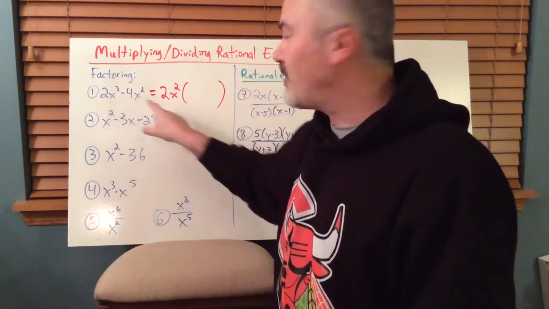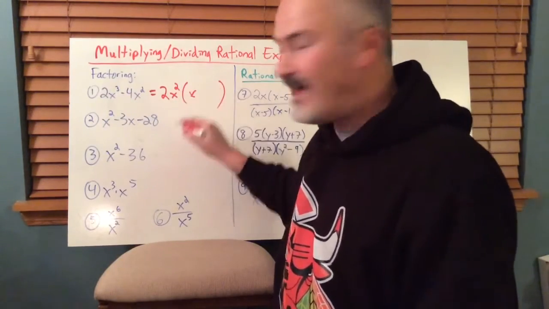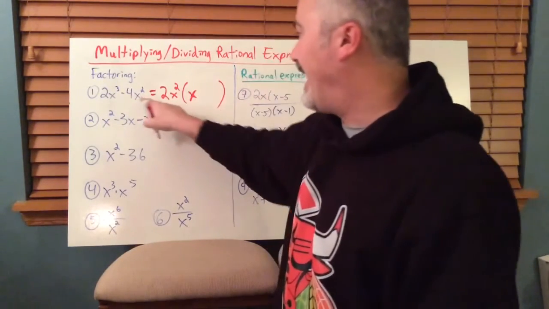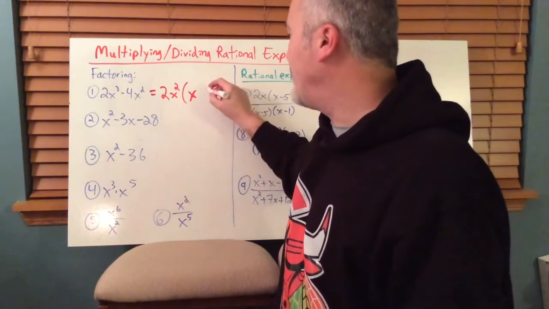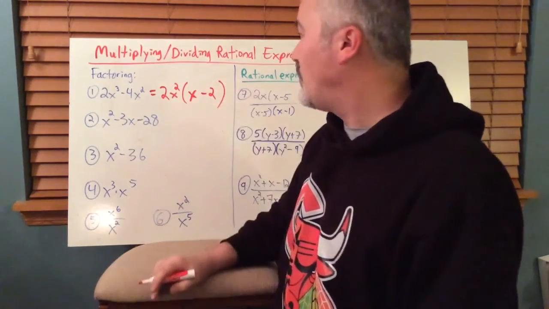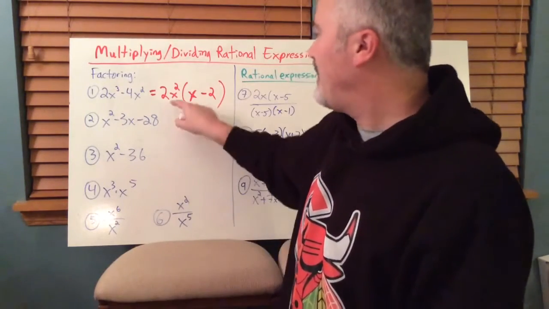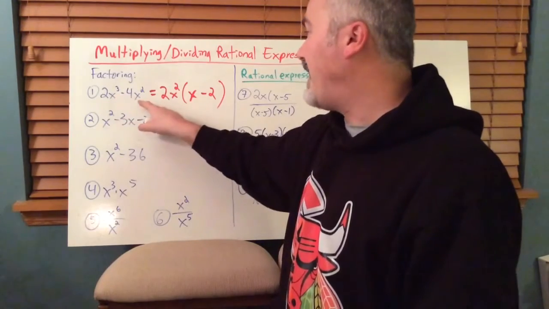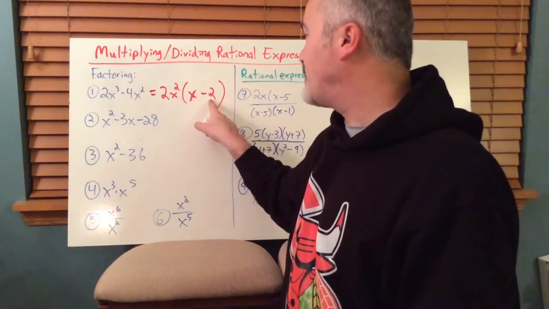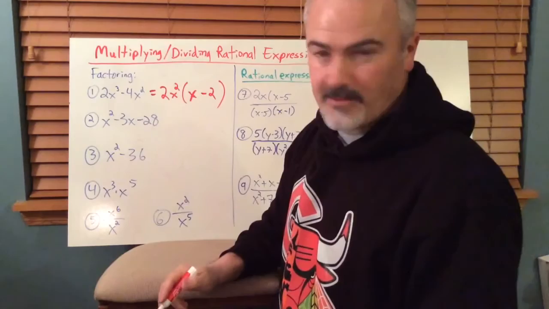So 2x to the third divided by 2x squared leaves me with an x. And 4x squared divided by 2x squared leaves me with a 2. If I went back and distributed, 2x squared times x is 2x to the third, minus 2x squared times 2 would be minus 4x squared.